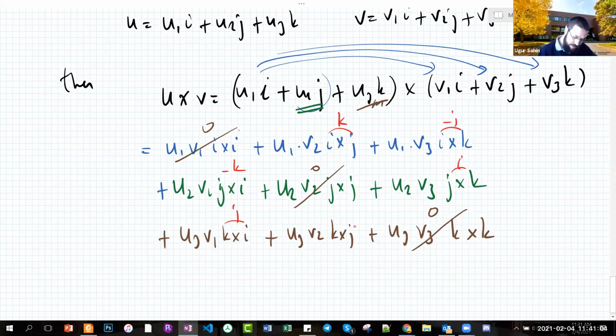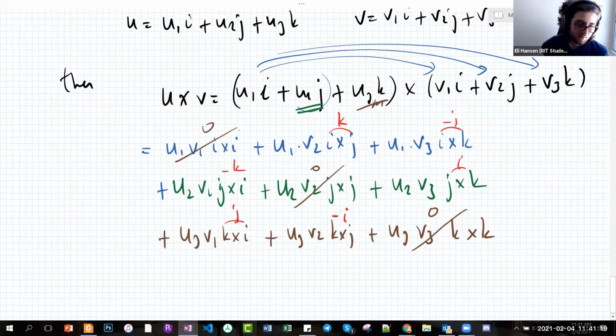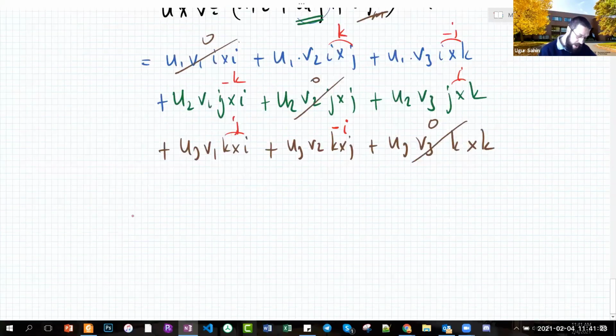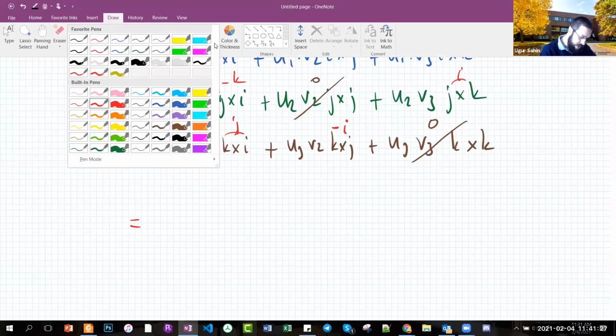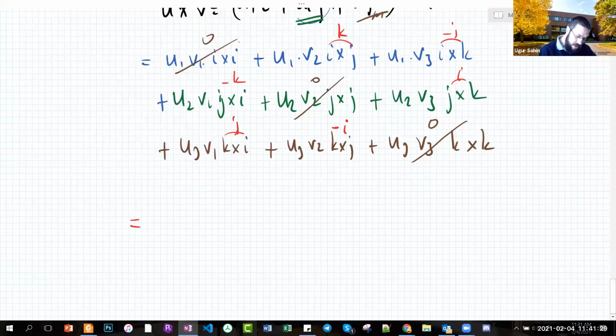K times J is I. So now, K times I times K, yes, let's correct the K times J times K. One of them should be negative. I have negative. All right. Now I have the like terms around, I can bring them together. As you see, this is a k term, this is a k term.